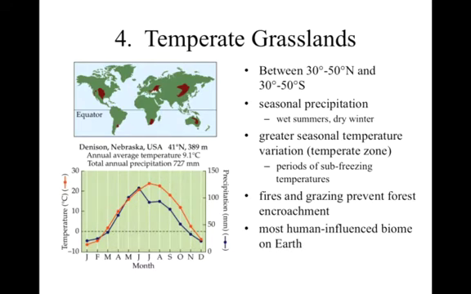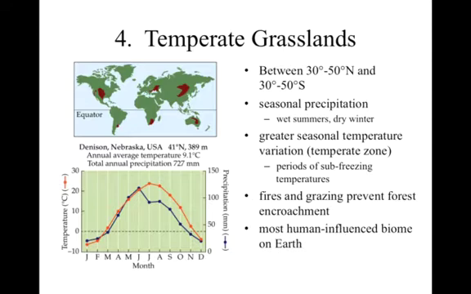Okay, the fourth biome is temperate grasslands. These occur between 30 and 50 degrees north and 30 and 50 degrees south. And we learned this already in one of the previous lessons, but you find grasslands in areas where you have seasonal precipitation, and specifically where it's wet in the summer and dry in the winter. Again, where that rain comes at a good time, in the summer when there's sun and you can grow, that's where you get the grasslands.